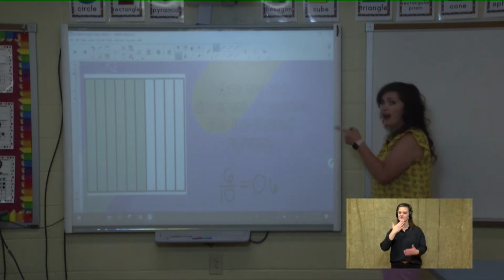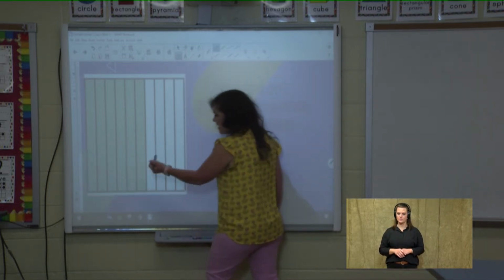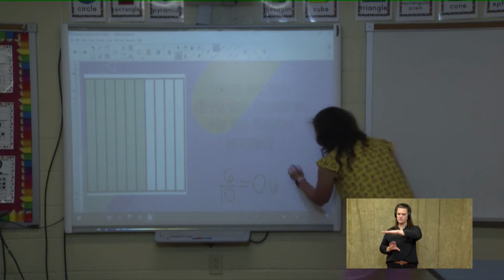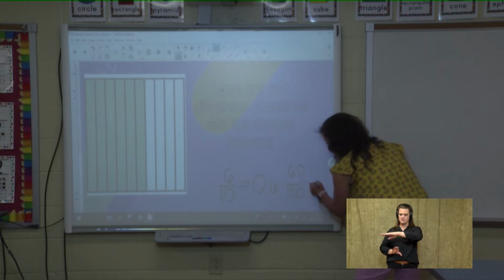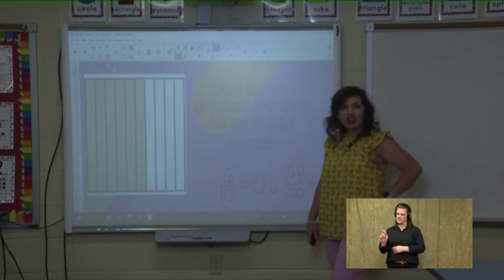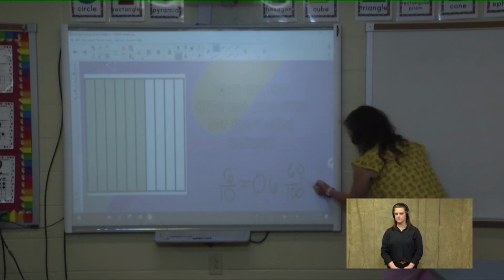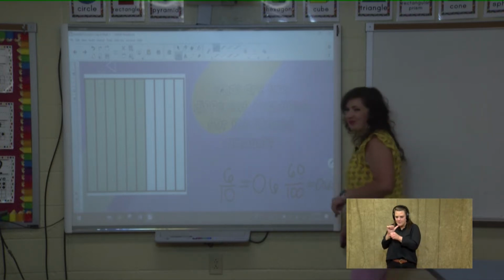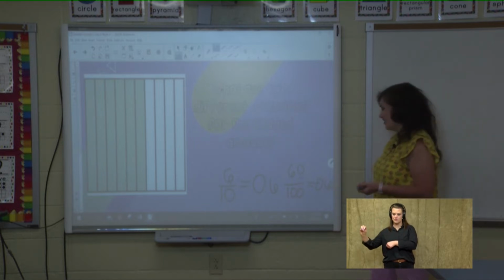Very good. Now let's do the hundredths. All right, if we have 6 tenths, how many hundredths would we have? 60 hundredths. All right, what would that look like in decimal form? Write it down or tell your partner you're watching with. 0. I'm running out of room. That should be 0.60. So 60 hundredths.